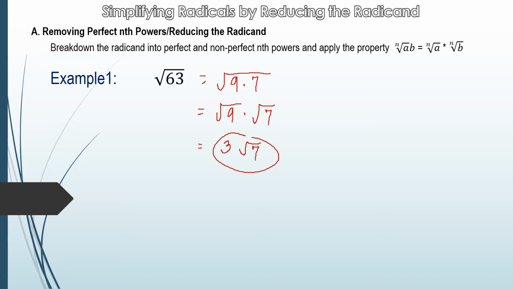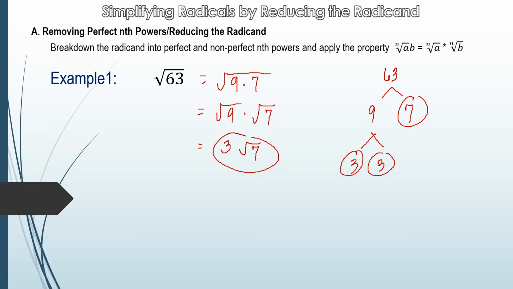There is an alternative solution for this. What we're going to do is get the prime factorization of 63 using the factor tree method. So think of a factor pair of 63. Let's say we have 9 and 7. For 9, we have 3 times 3. Then after that, let us emphasize all its prime factors. So the prime factors of 63 are 3, 3, and 7.